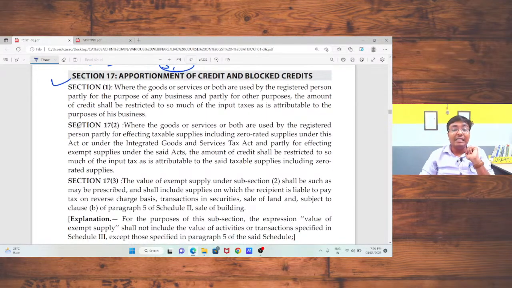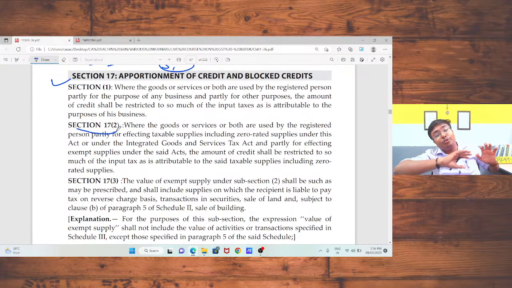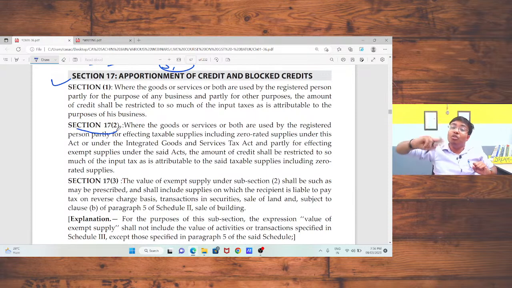Section 17 subsection 2 talks about if someone is dealing in exempted supply as well as taxable supply, and is going to buy a certain product and use it for both supplies, in that case bifurcation should be done for the exempted supply and for the taxable supply. And if the input is related to taxable supply, the person is eligible to take the input tax credit.